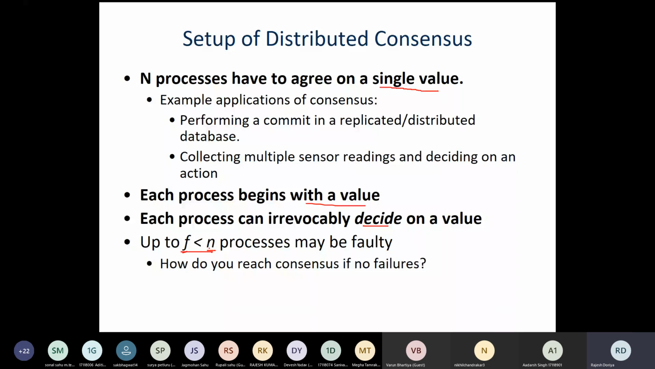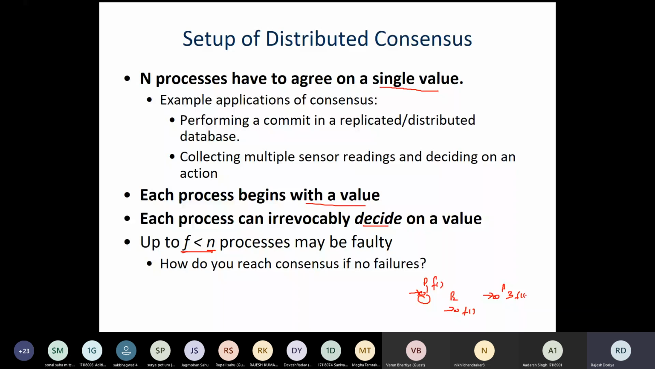Okay, and there may be one question: how do we reach consensus if there are no failures? No failures means there are no changes to the inputs. So all the processes are going to receive the same inputs. For example, if we have n number of processes, let's say in this case we have three processes. The inputs which are going to be passed to all these processes P1, P2 and P3 are going to be the same, right? And the functions which will be running over here, okay, that would be the same.